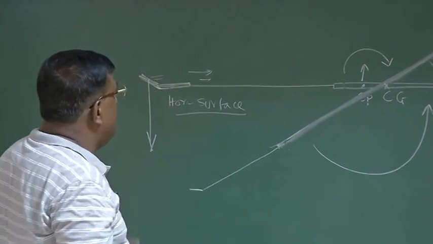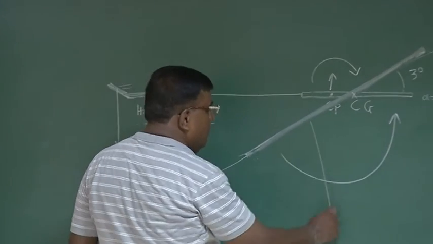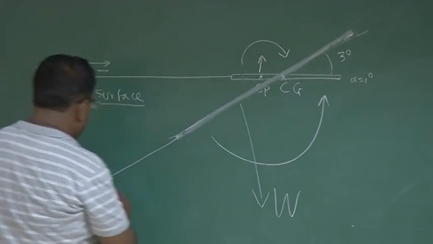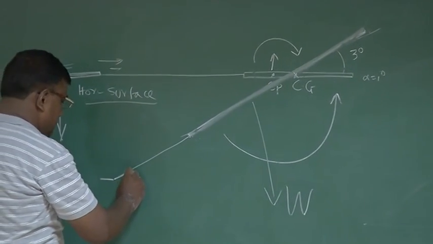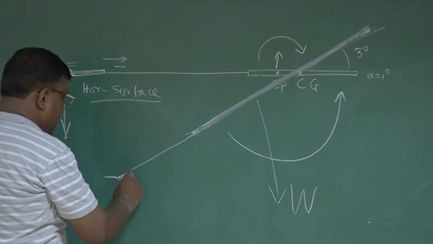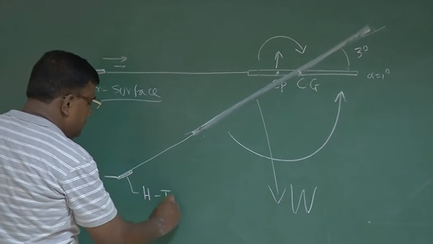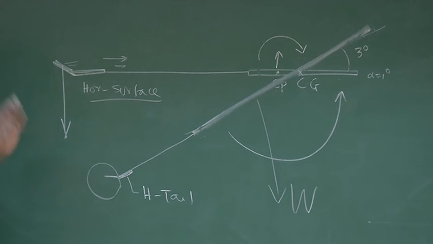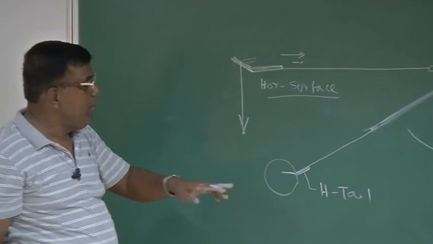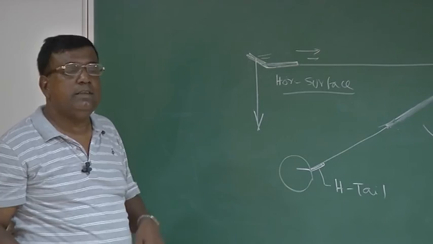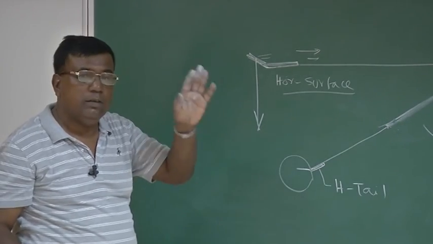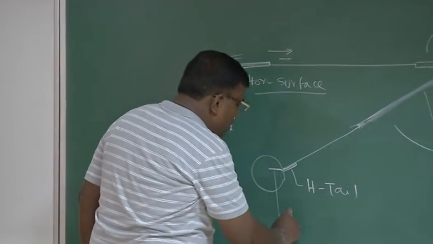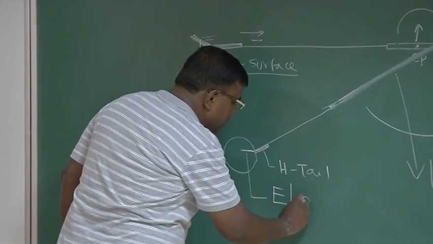Now you could recognize this part as the wing, and this part as the horizontal tail. And what is this part, which is giving the pitching moment? Pitching means about the y-axis, in a vertical plane, moving like this. This controls the pitching motion, and this is called, as you know by now, the elevator.